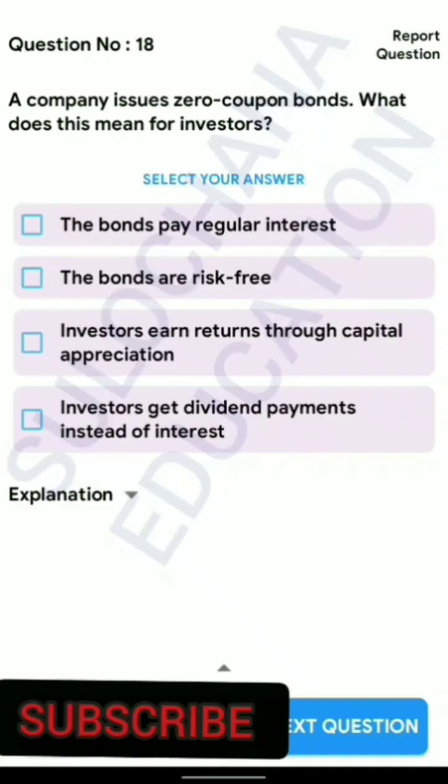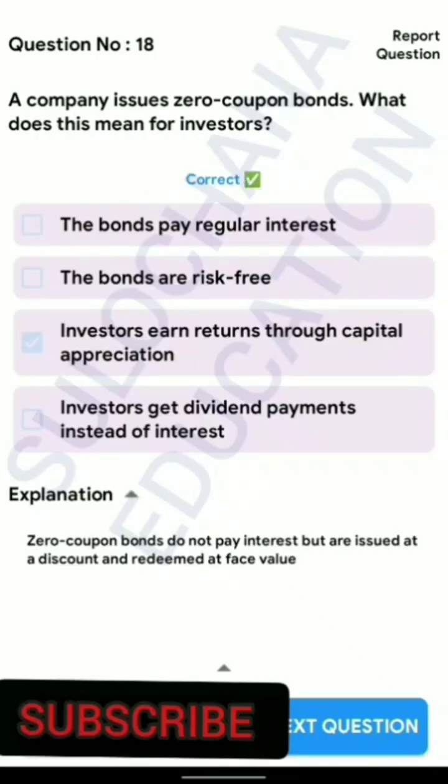A company issues zero coupon bonds. What does this mean for investors? Options are A, the bonds pay regular interest. B, the bonds are risk free. C, investors earn returns through capital appreciation. D, investors get dividend payments instead of interest. And correct answer is option C. Correct answer, investors earn returns through capital appreciation.